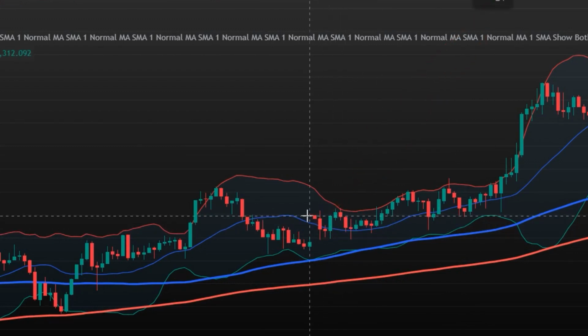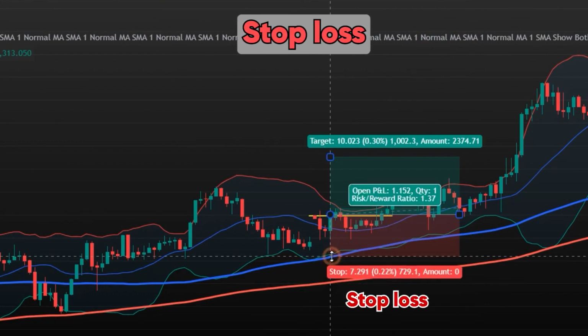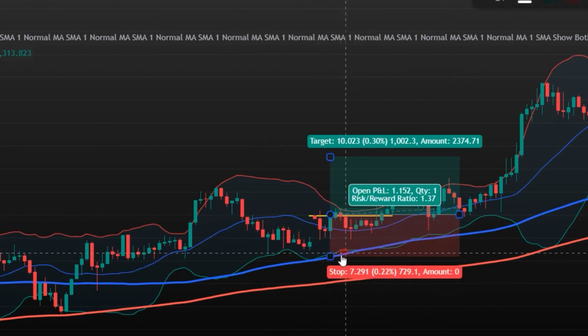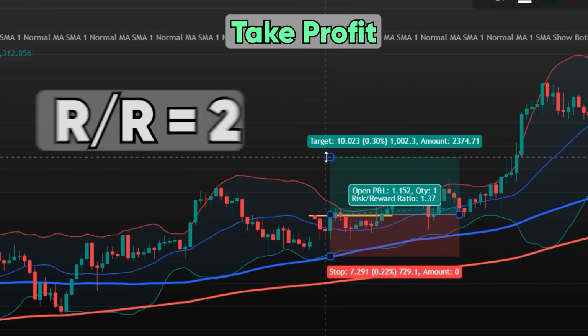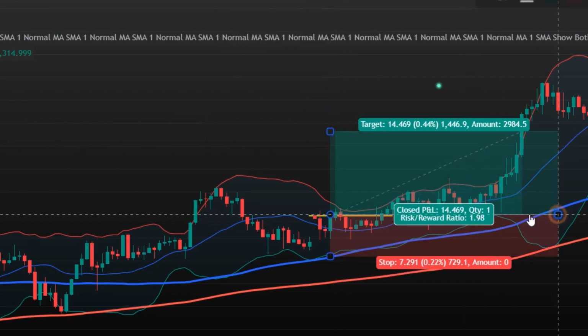That's your buy signal. Stop loss, just place it a little below the lower band where the price bounced. Take profit, use a simple 1 to 2 risk to reward ratio. Risk $1 to make $2.